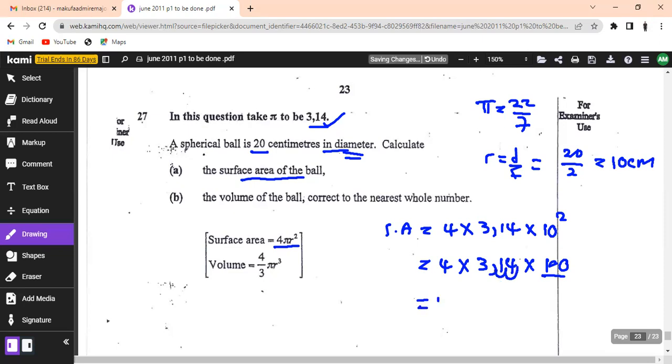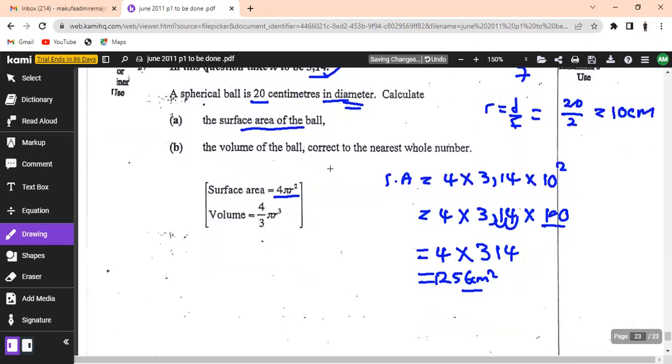Here you can simply multiply by 100, so you're left with 4 times 314. If you multiply this properly, it's going to be 1256. So this is 1256 square centimeters. That's it, so that's your surface area.